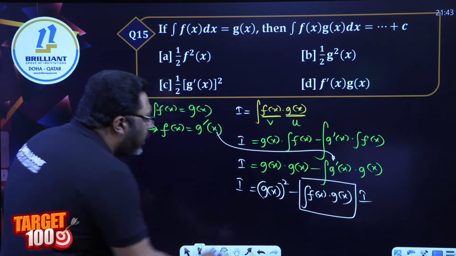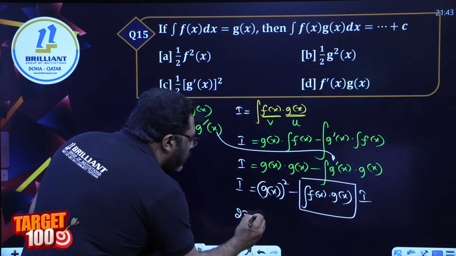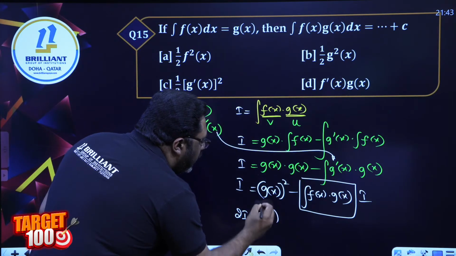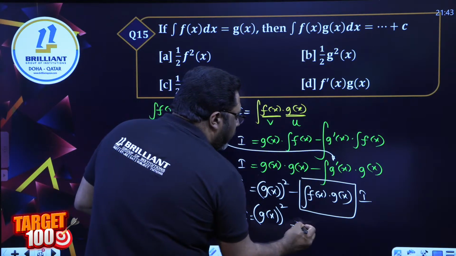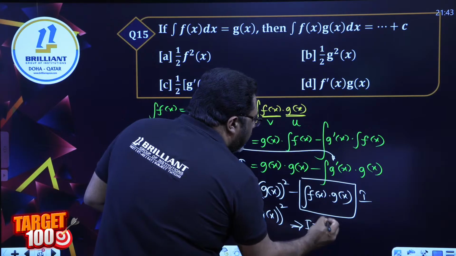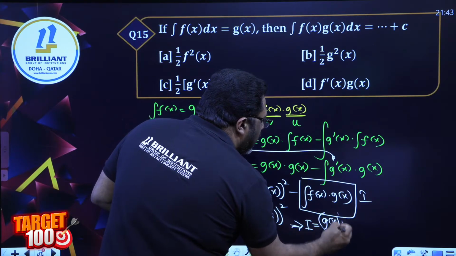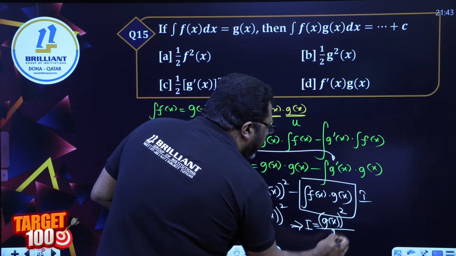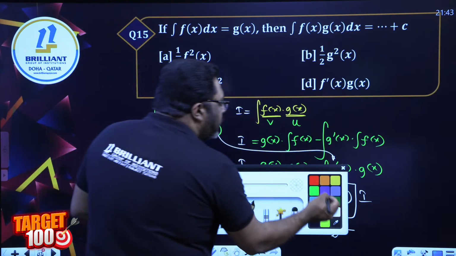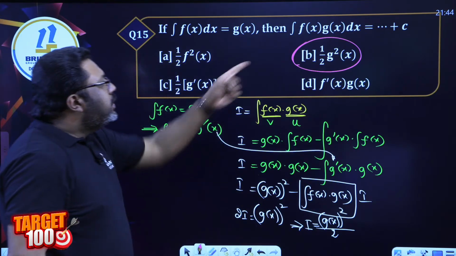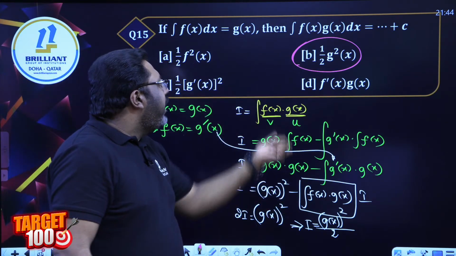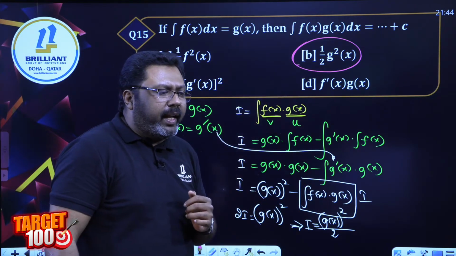Bring it to the left side, you will get 2I is g of x squared. Then what is I? It's g of x squared divided by 2. Option B, g squared x, that is g of x the whole squared divided by 2, half g squared x. Okay?